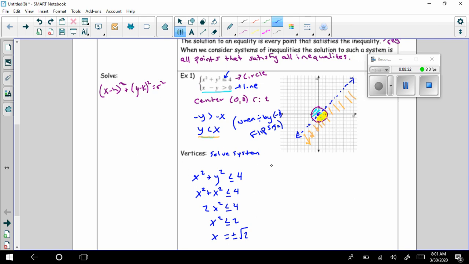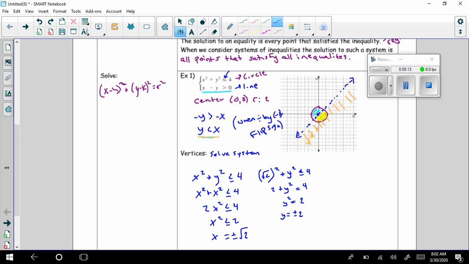If I plug that in, then I can solve for y. So positive radical 2 squared plus y squared is less than or equal to 4, and I'm just going to say equal to 4 here. So 2 plus y squared is 4, y squared is 2, and y is also plus or minus radical 2. You would get the same result with a negative radical 2 because when you square it, it would become positive.